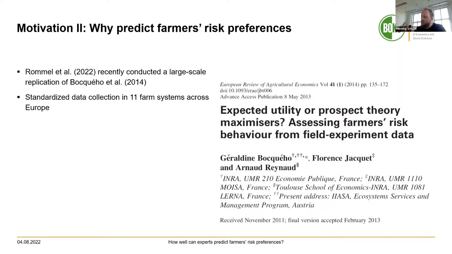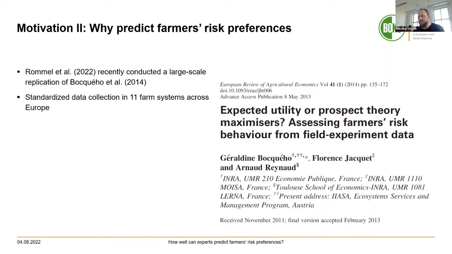The original study considered farmers in France, and in the replication, Rommel et al. collected data using a standardized method. There were data for replication in 11 different farming systems across Europe. And as a top-on to this replication study, we also gathered predictions on the outcomes of this replication, which is a bit confusing to say.